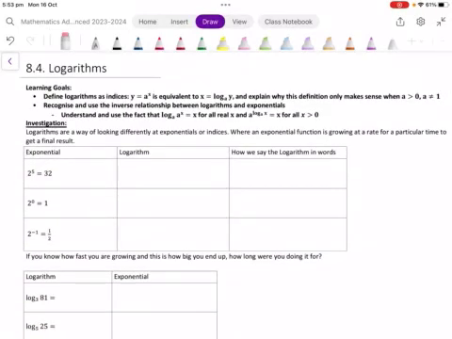Hi Year 11, today what we're looking at is logarithms. Our learning goals are to define logarithms as indices and recognise and use the inverse relationship between logarithms and exponentials.